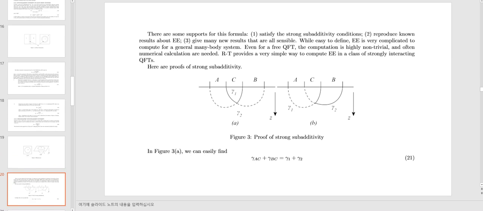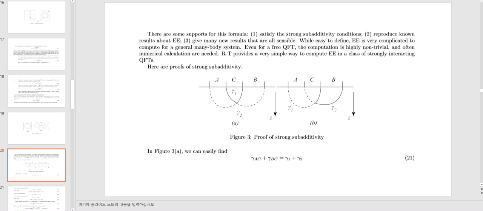This is the minimal area. There is some support for this formula. 1. It satisfies the strong subadditivity conditions. 2. It reproduces known results about entanglement entropy. 3. It gives many new results that are sensible.